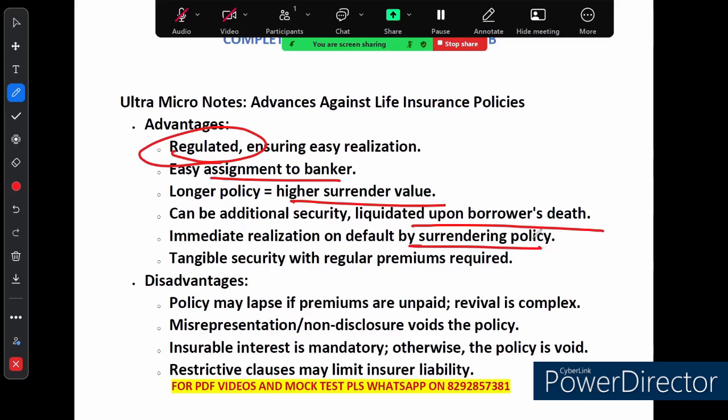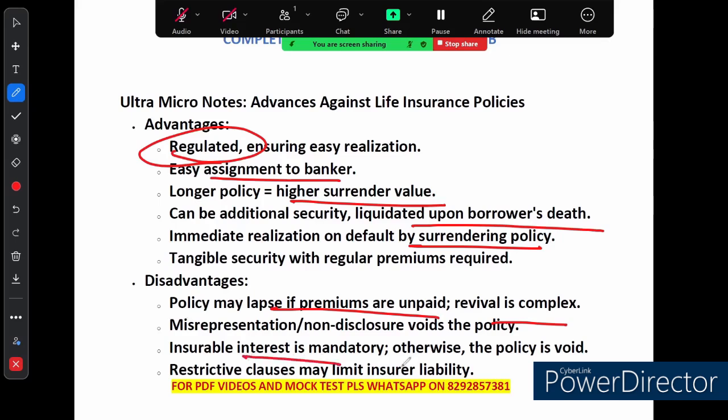Now, disadvantages to watch out for. There are also a few things to keep in mind. If the borrower does not pay the premium, the policy can lapse, and reviving it is not easy. Next thing is, if the borrower misrepresents or does not disclose important information, the policy can become void.